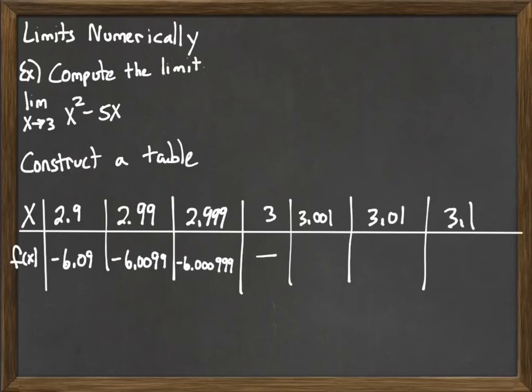And then we're going to go and pick values that are bigger than 3. So I started with 3.1, and when I do that, I get negative 5.89. And then we plug in 3.01, I get negative 5.9899. Okay. And then finally 3.001, I get negative 5.998999.